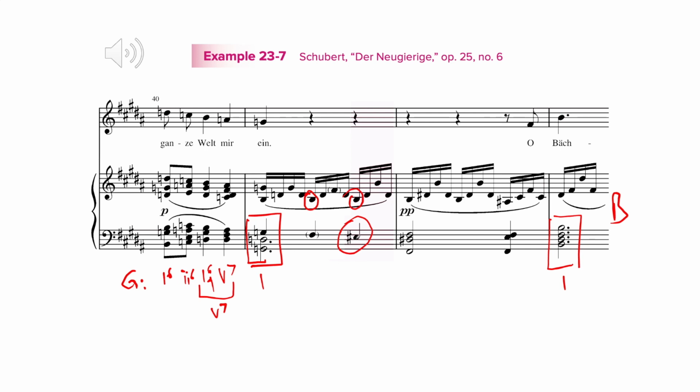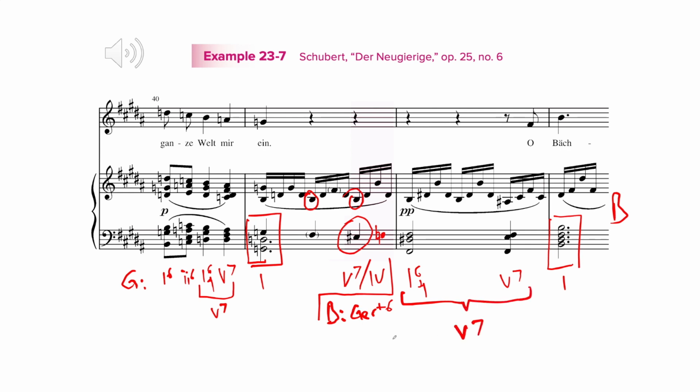point of the modulation. If you take it as F natural, then it is V7 of IV in G major. At the same time, it is the German augmented 6 chord in B major. After that, we have I6-4, a cadential 6-4, and V7, exactly the same usage in B major. As you see, enharmonic modulation is actually a special kind of common chord modulation.